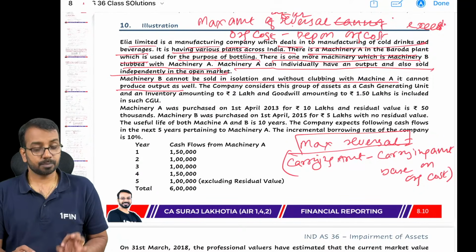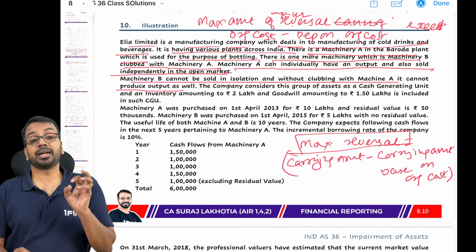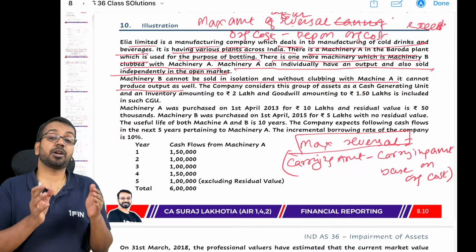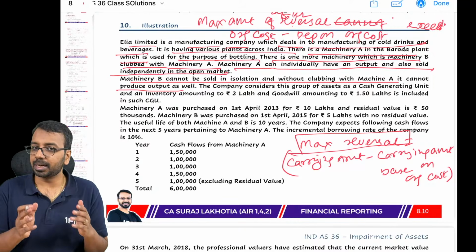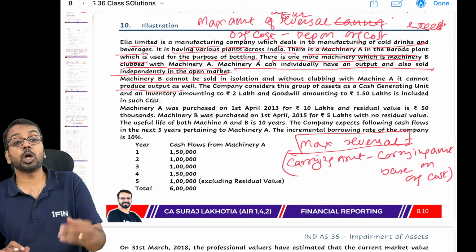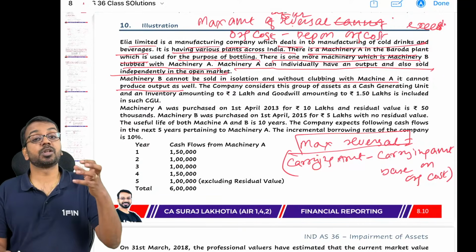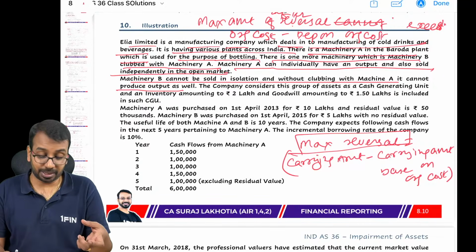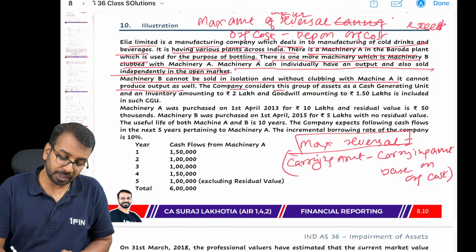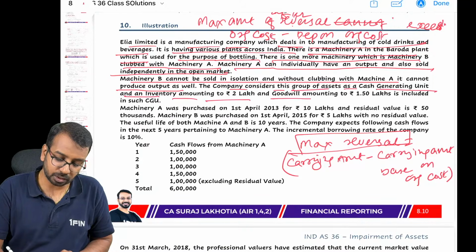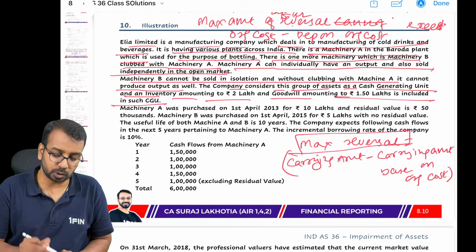What is the meaning of this? Machine A can generate cash flows. So I can test for impairment of machine A independently. Machine B cannot generate independent cash flows. So I cannot test machine B independently. The company considered this group of assets as a CGU, and an inventory amounting to 2 lakhs and goodwill amounting to 1.5 lakhs is also included.